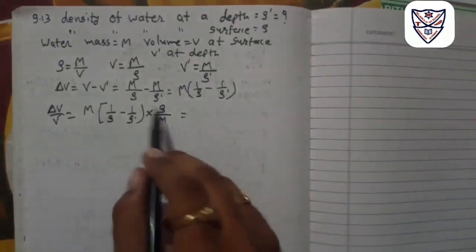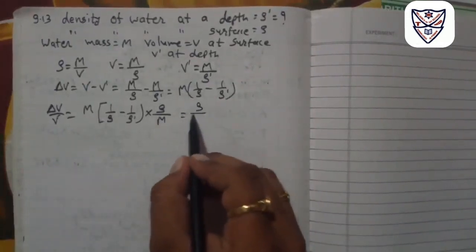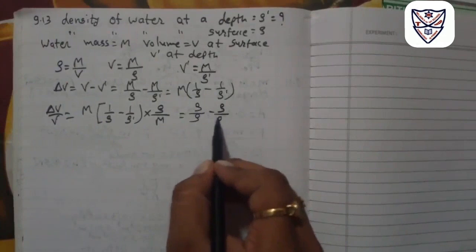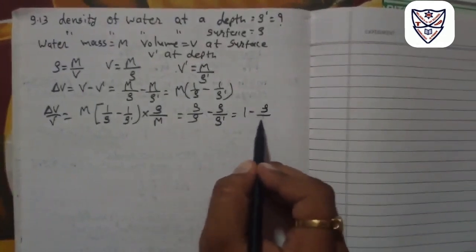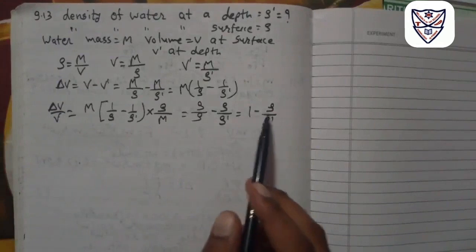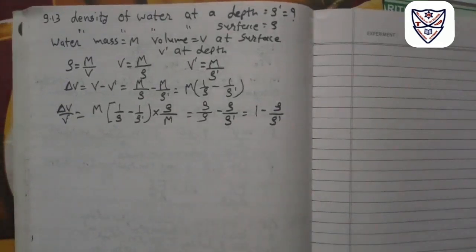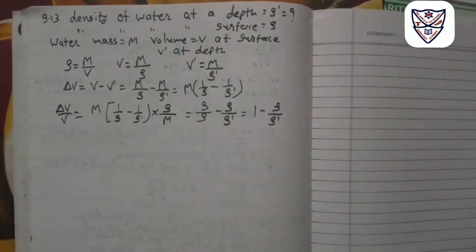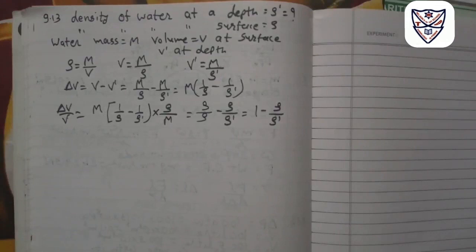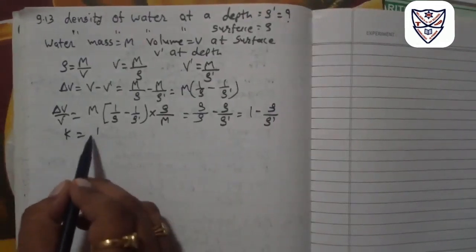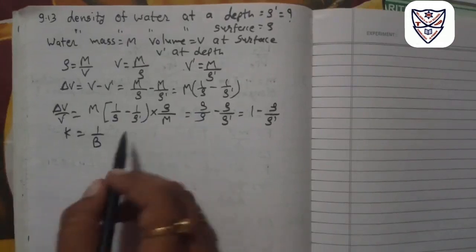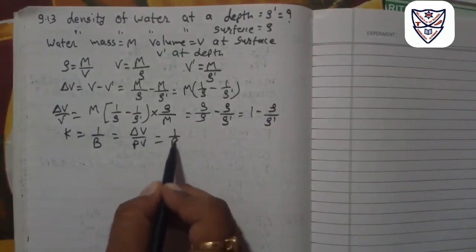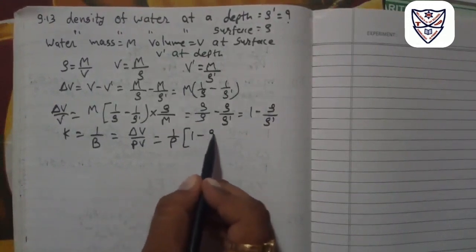Now multiply this term here, we get rho upon rho, rho upon rho, mass gets cancelled out, so minus rho upon rho dash. So it will be 1 minus rho upon rho dash. So this is volume strain, 1 minus rho upon rho dash. Now compressibility. Why compressibility? Compressibility value is given in our data. So compressibility K is equal to 1 upon bulk modulus, right? So 1 upon bulk modulus formula is delta V upon PV. So 1 upon P into the bracket 1 minus rho upon rho dash.